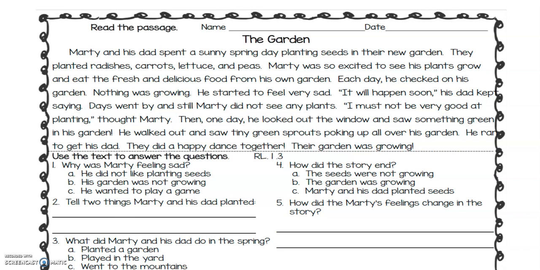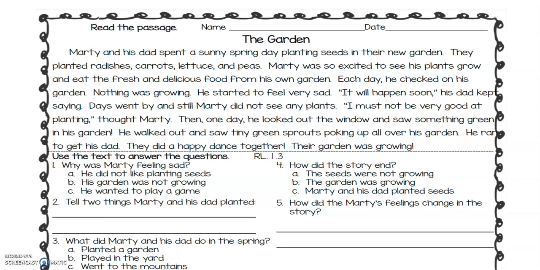Marty and his dad spent a sunny spring day planting seeds in their new garden. They planted radishes, carrots, lettuce, and peas. Marty was so excited to see his plants grow and eat the fresh and delicious food from his own garden. Each day he checked on his garden. Nothing was growing. He started to feel very sad. "It will happen soon," his dad kept saying.